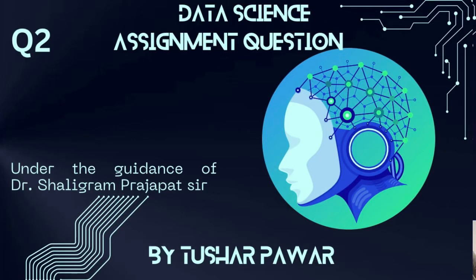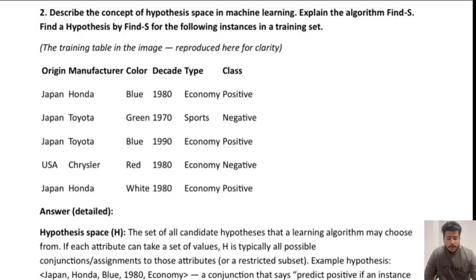Hello friends, now here it is question two of my assignment: describe the concept of hypothesis space in machine learning. Explain the algorithm to find a hypothesis by Find-S for the following instances in the training set. As you can see in the question, we have been given a table of origin, manufacturer, color, decade, type, and class. Alright, that is over.